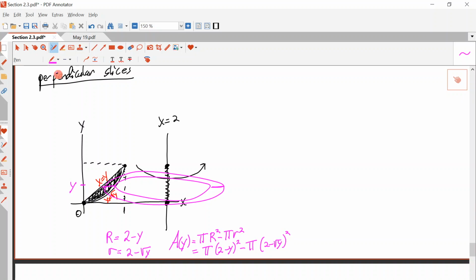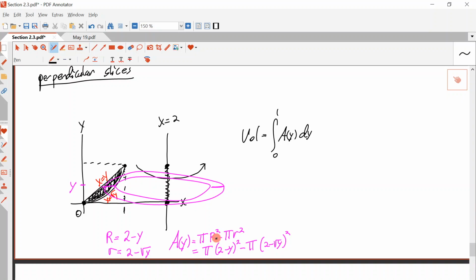So the volume is the integral from 0 to 1 of A(y) dy, the perpendicular slicing formula. It's just the integral from 0 to 1 of the area of the slice. And the area of the slice is this washer shape.